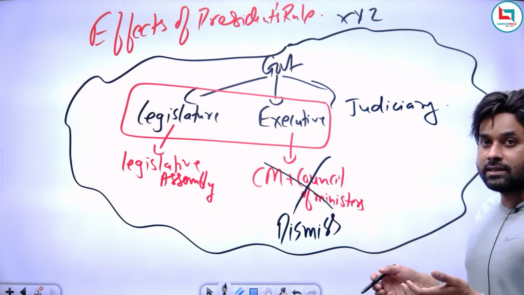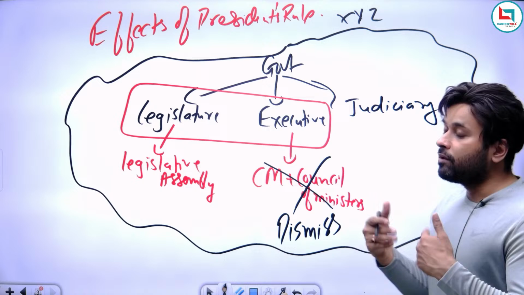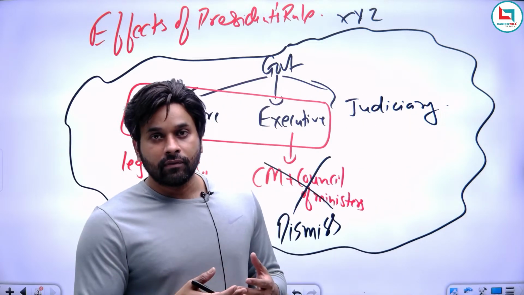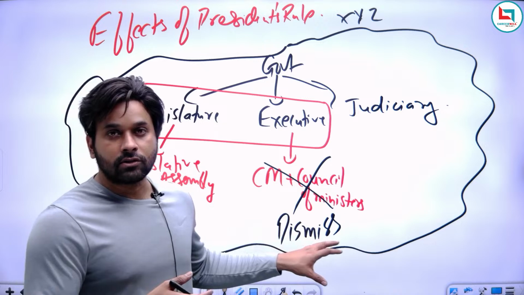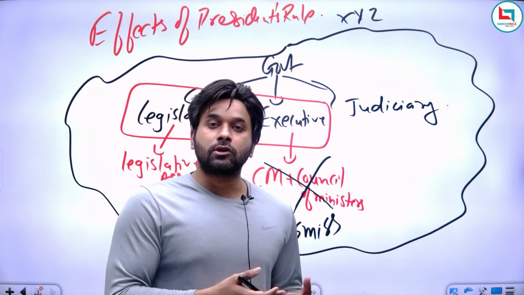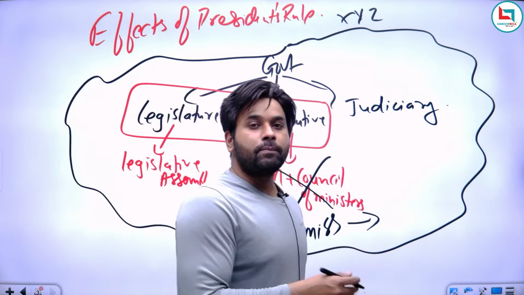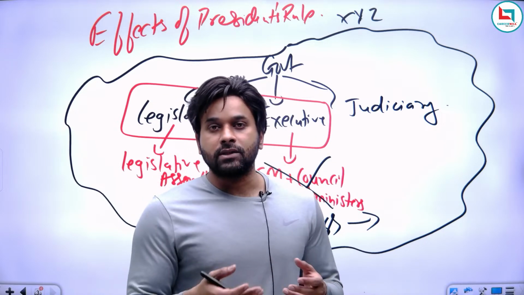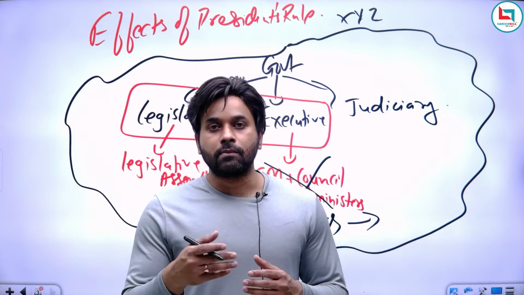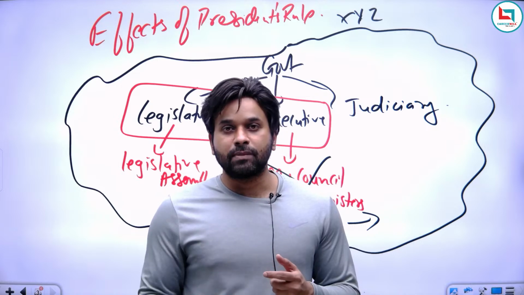Now the question arises, if the president has dismissed the council of ministers, then who will perform the functions of the executive? They were performing some functions, but you have dismissed them. Now who is going to perform the functions of the executive? Ideally this is called president's rule. But suppose president's rule is imposed in 10 different states. We cannot expect the president to come or to make laws for each and every state.